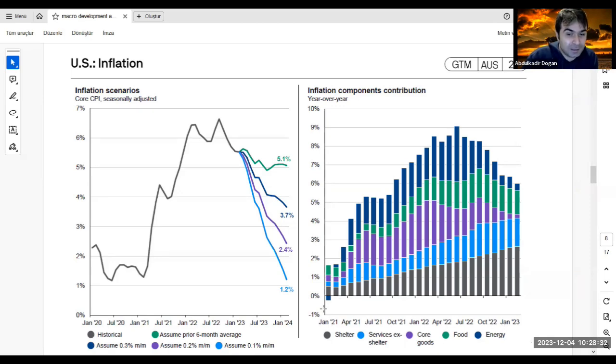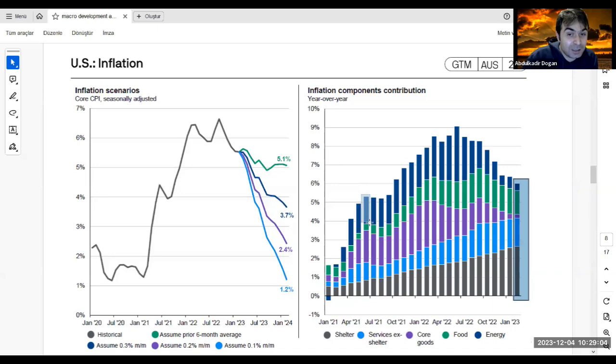Let's choose this bar, for instance. In this bar, as you see, the black is shelter, like housing. And the light blue is services excluding shelter, meaning any type of services. And the core goods, basic goods, is the purple line. And the green is the food. And the energy is the blue line. And now please look at this picture.